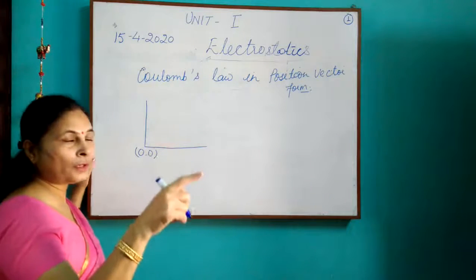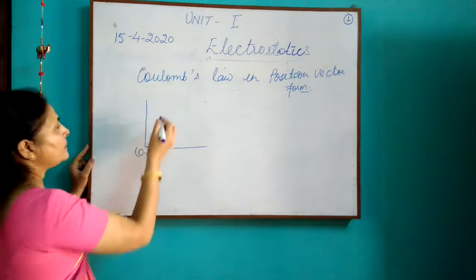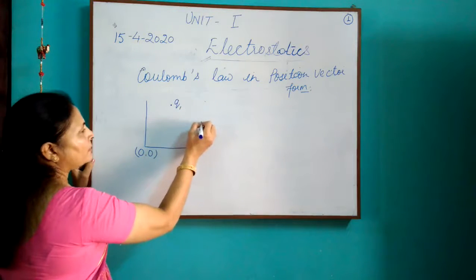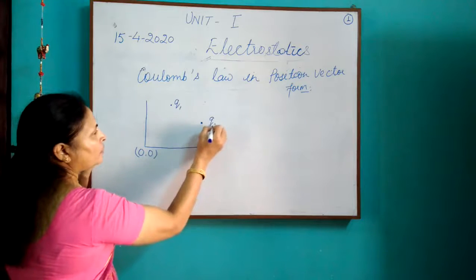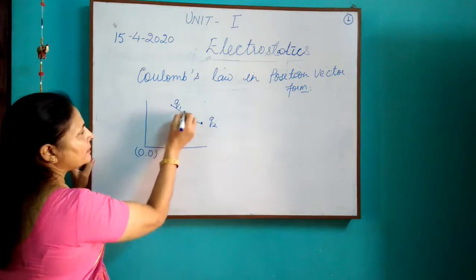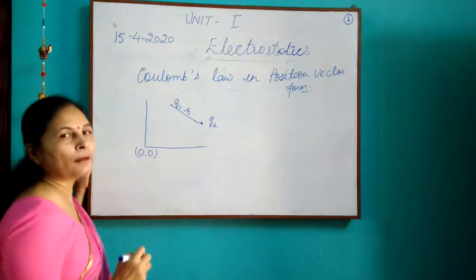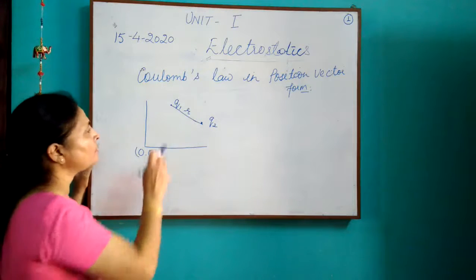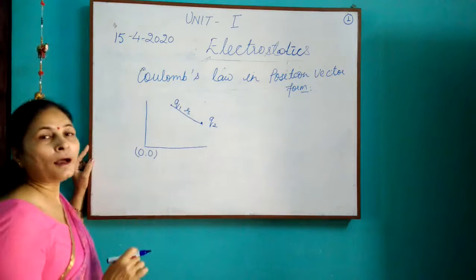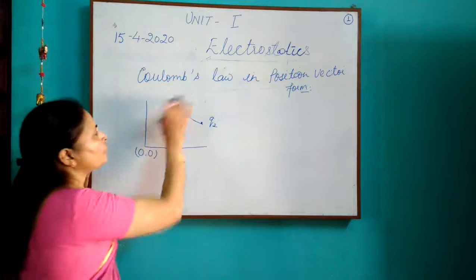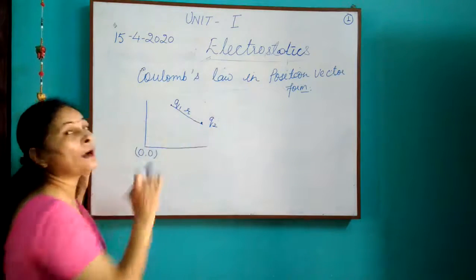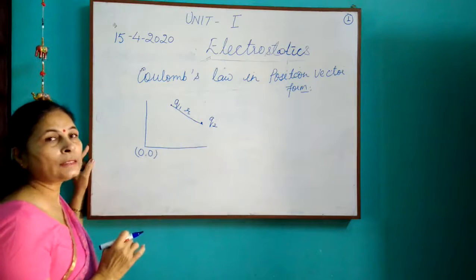Now going back to Coulomb's law. Suppose there are two charges, say Q1 and Q2, at a distance, say R apart. Now I do not know this distance R. I know only the position of Q1 and only the position of Q2. I don't know what R is. So how to calculate this R?